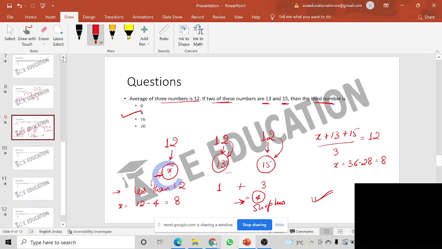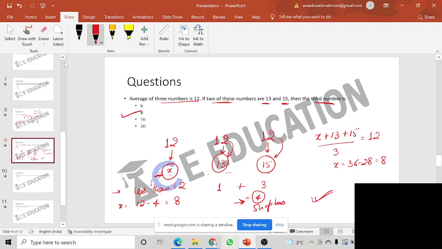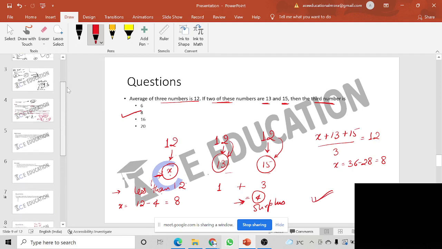All right. Second, we go to a concept called weighted average. Are you guys familiar with the term weighted average?